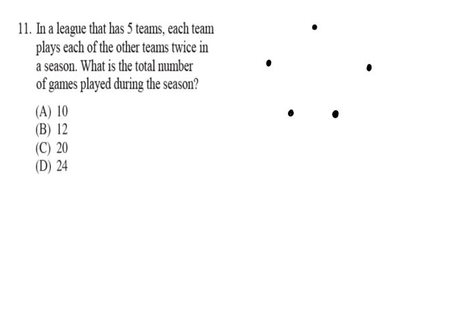Now, this is a variation of a problem that we call the handshake problem. The handshake problem would be: you have 5 teams, and each team plays each other team once in a season. You could represent this by 5 dots in the shape of a pentagon. Team 1 plays team 2, team 3, team 4, and team 5, and that gives you 4 games.